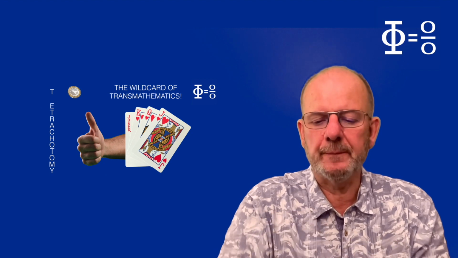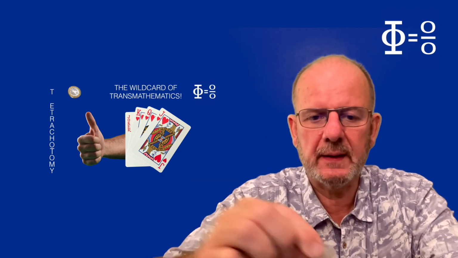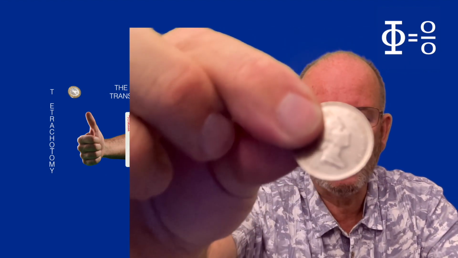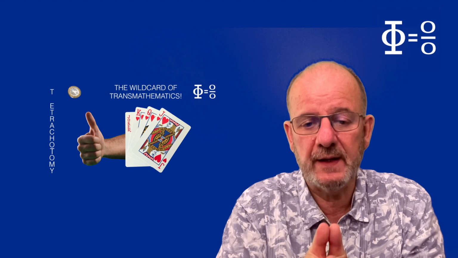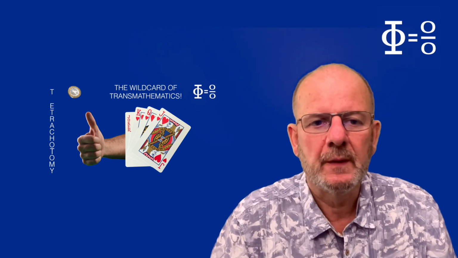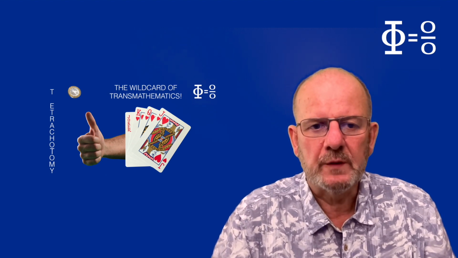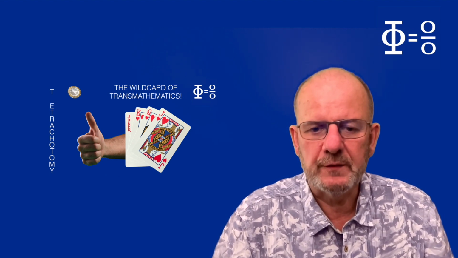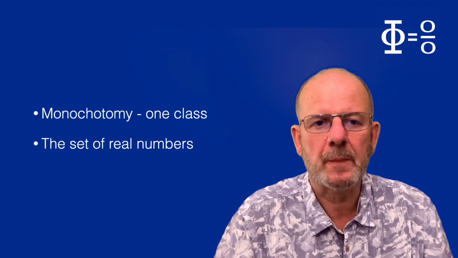If you toss a coin, it might come down heads, or it might come down tails, or it might come down on its edge, which is heads and tails, or it might not come down at all. These four possibilities are a tetrachotomy. But what has tetrachotomy to do with transmathematics? That is what we'll think about today.